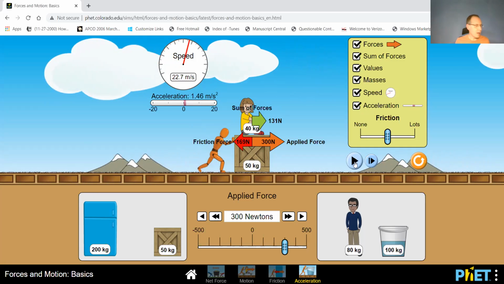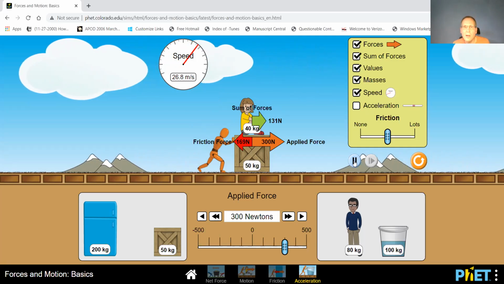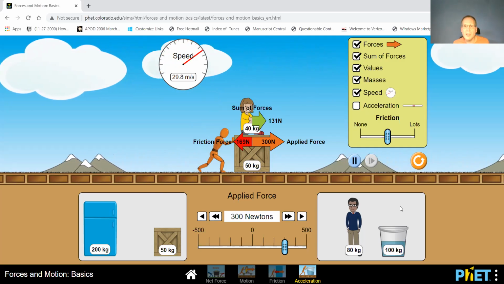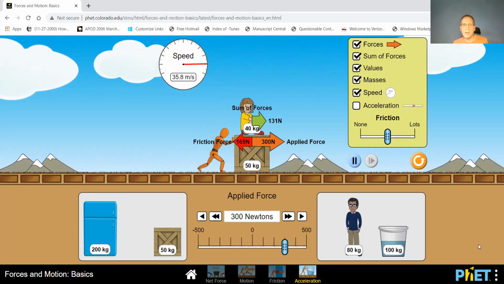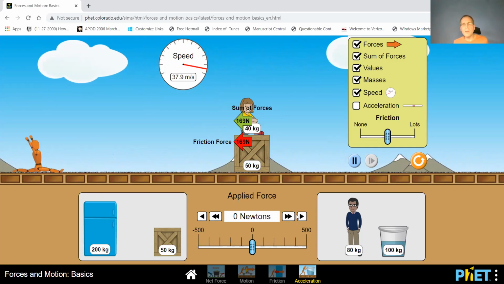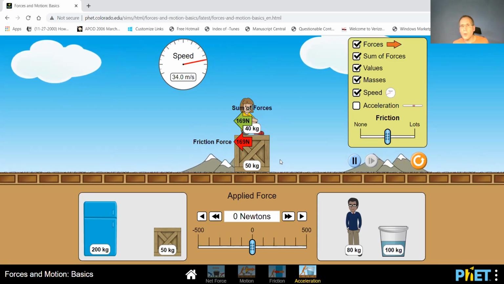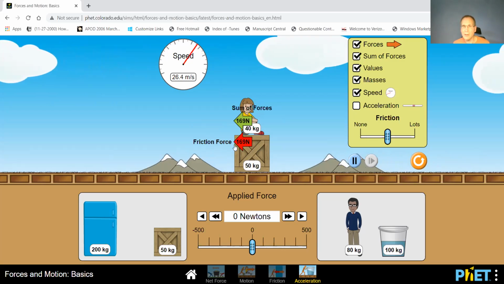Okay, for the second part, let me click off acceleration. So after the person lets go, so they're accelerating. At some point, they're going to let go. And now the crate is decelerating, right? So the only force acting on it is the kinetic frictional force to the left, right?